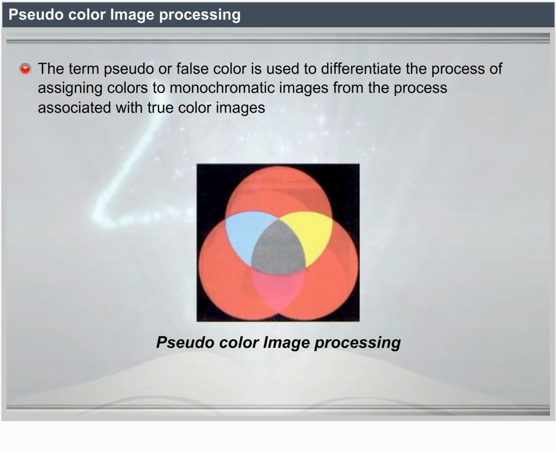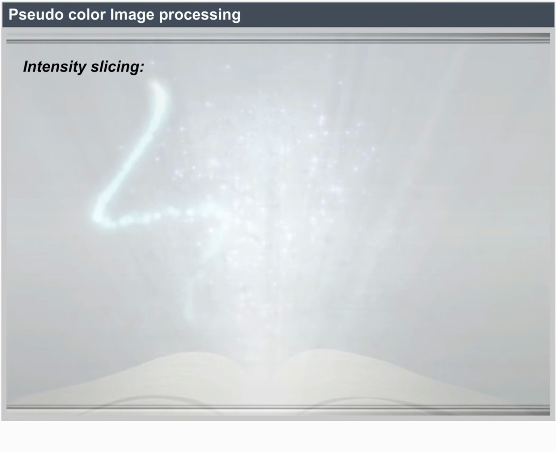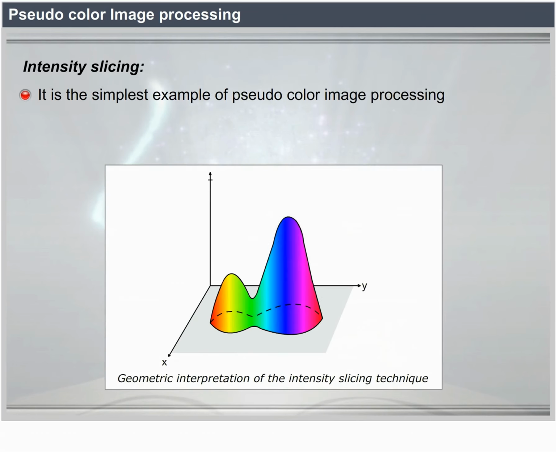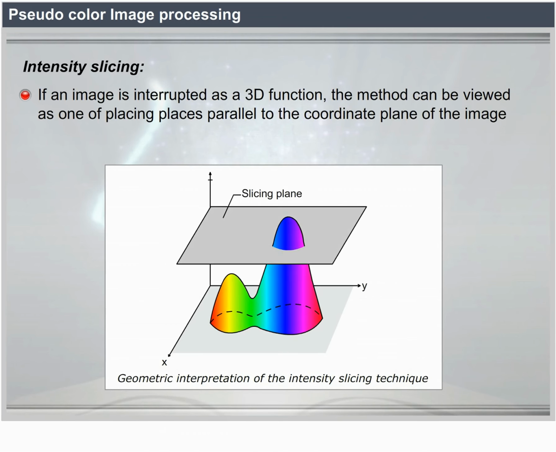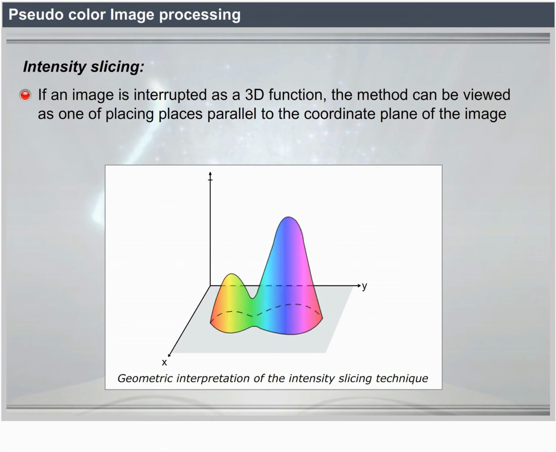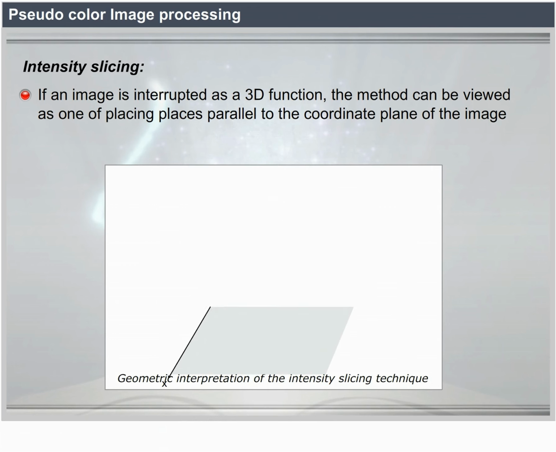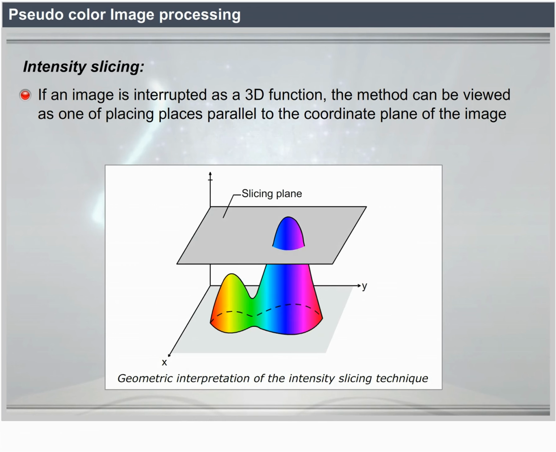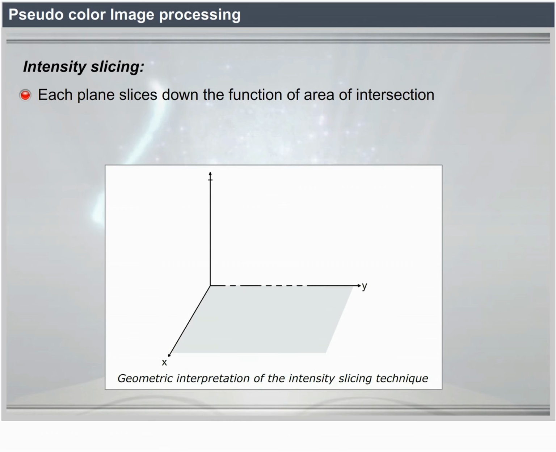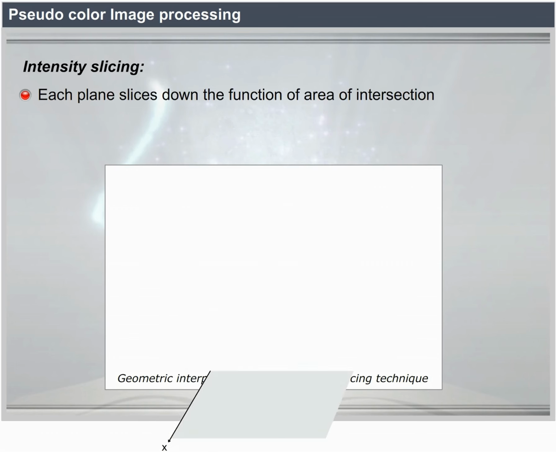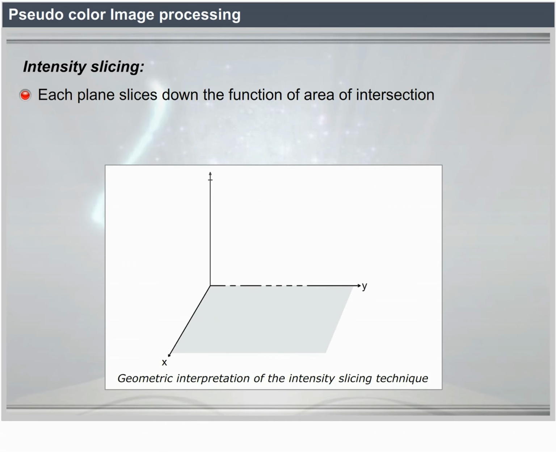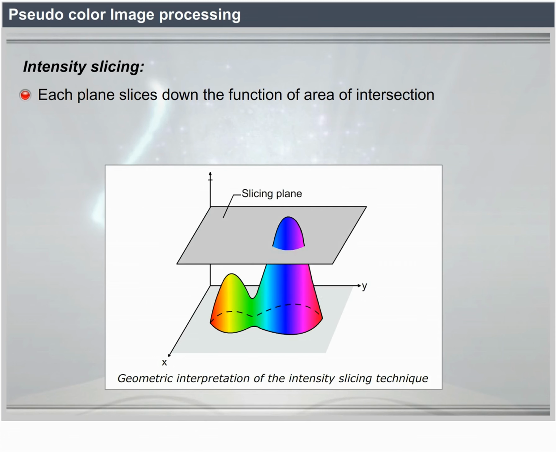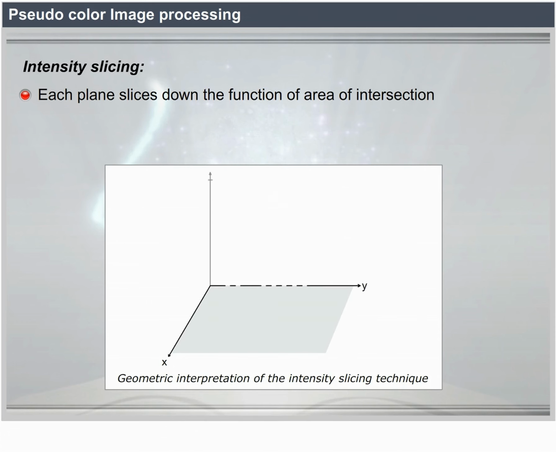Intensity slicing is the simplest example of pseudo-color image processing. If an image is interpreted as a 3D function, the method can be viewed as one of placing planes parallel to the coordinate plane of the image. Each plane then slices the function in the area of intersection. The figure shows the geometric interpretation of the intensity slicing technique. An alternative representation of the intensity slicing technique is also shown.